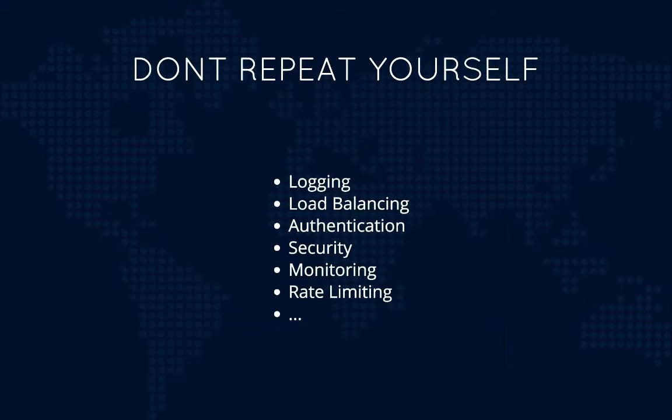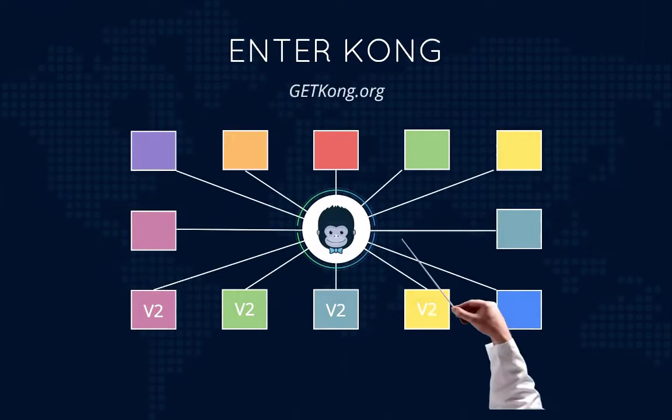Thankfully, there's a solution. The DRY principle that we all apply in our day-to-day programming should also apply to our architecture as well. We don't want to repeat ourselves. There's some functionality and systems that are already there to help us do this. And in our case, when we're talking about APIs, this is where Kong comes into play.